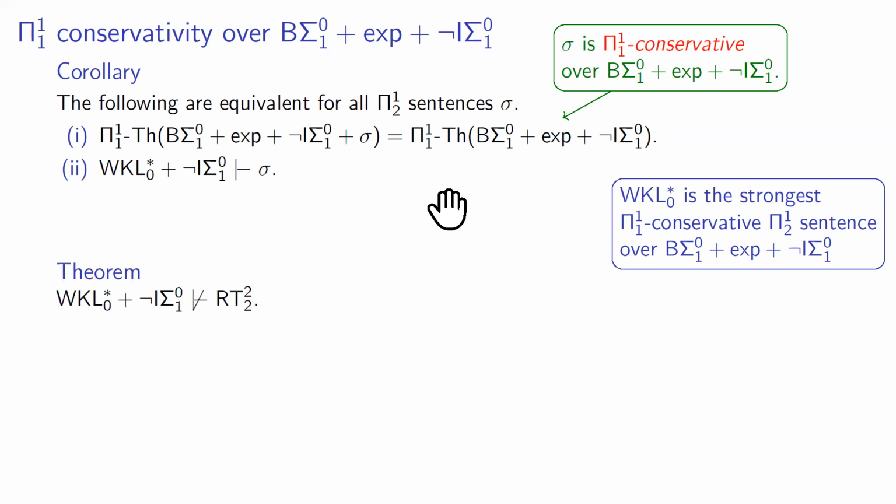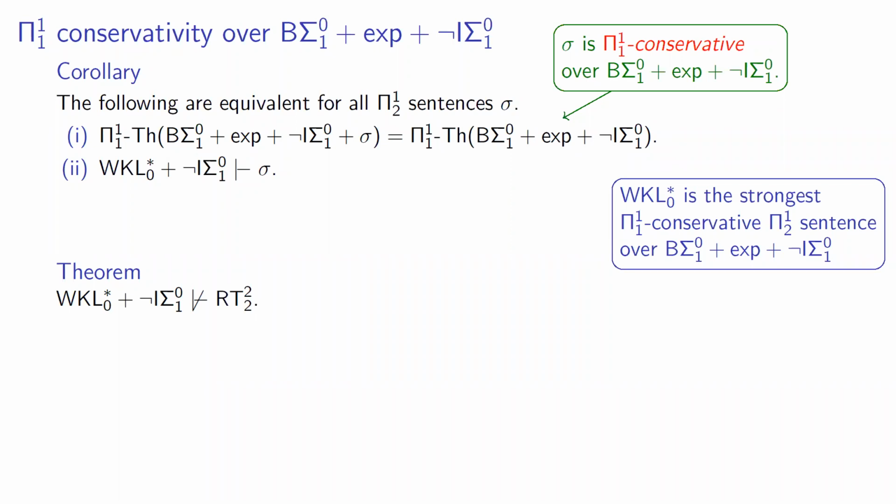So we want to apply it to some theories. Let's say we are interested in whether RT^2_2 is Π^1_1 conservative over the theory. According to this corollary, we try to see whether it's provable from WKL0* plus not IΣ^0_1. And in fact, it is not provable from this theory. RT^2_2 is not provable. So by our corollary, we know that RT^2_2 is not Π^1_1 conservative over this base theory, BΣ^0_1 plus exp plus not IΣ^0_1.